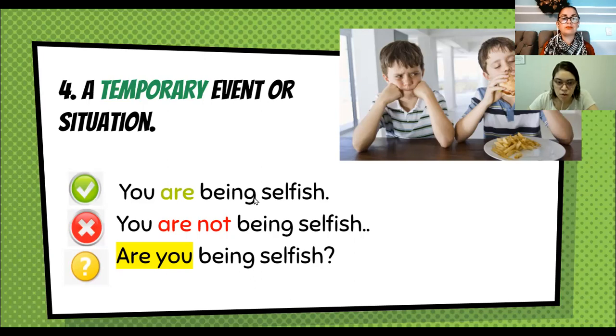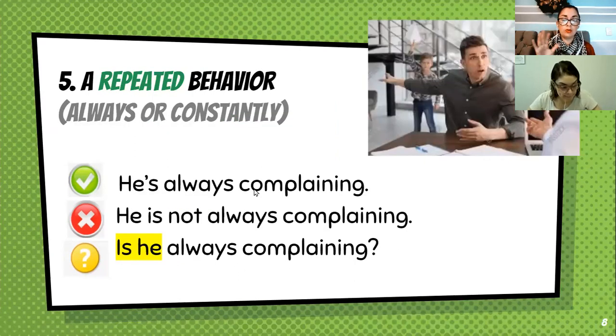Okay, very good. Now, another way you will use the present continuous, Mary, will be on a repeated behavior. Behavior, comportamiento, right? When always or constantly you're acting in the same way, not just for a period of time. For example, he's always complaining. Él siempre se está quejando. He's always complaining. Es un suceso que está sucediendo todo el tiempo. No solo en este instante, no solo en un periodo, pasa todo el tiempo.